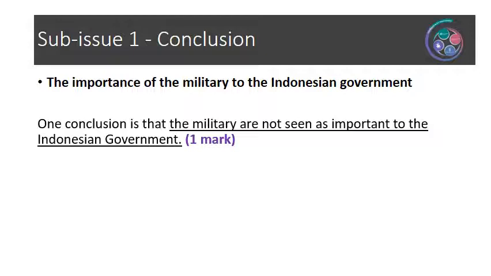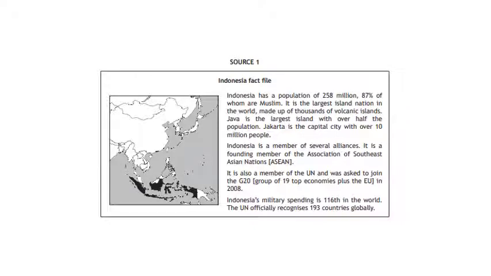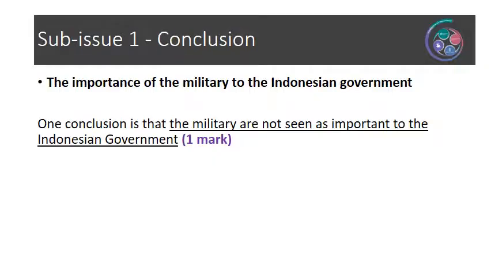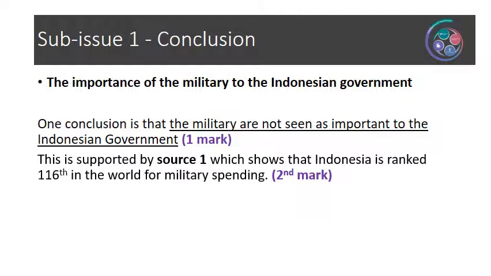What we now need to do, because we've said that it's not important, that is our conclusion, is prove and back that up with 2 pieces of evidence. We can go into source 1 and we can highlight some information which helps us back up that conclusion. And we can structure it as follows. This will get us our 2nd mark.